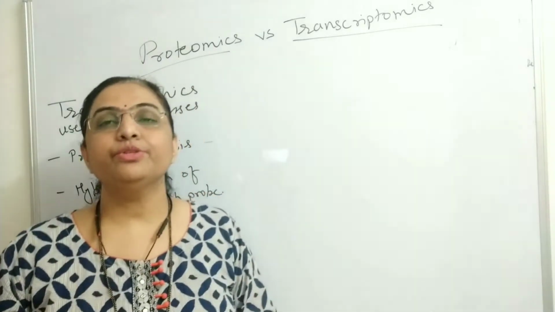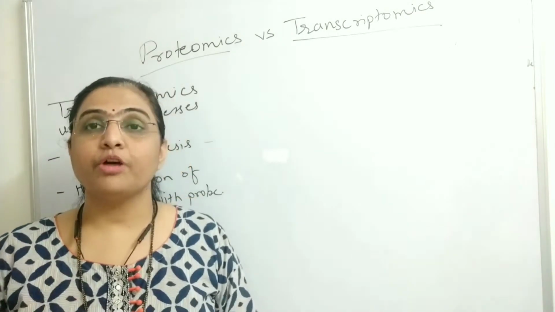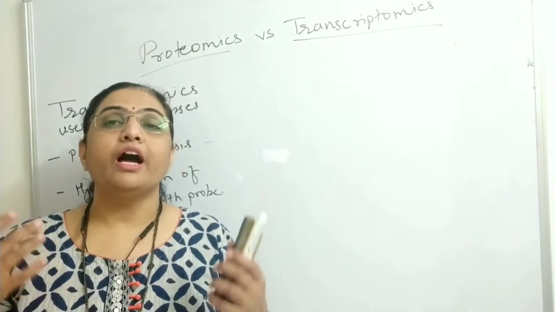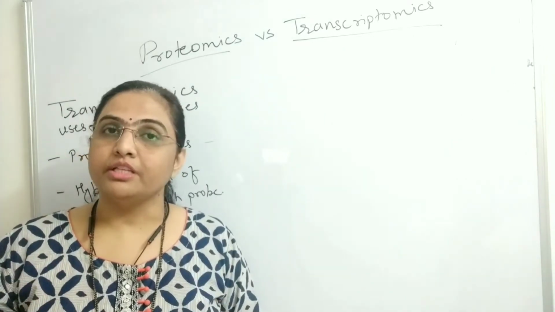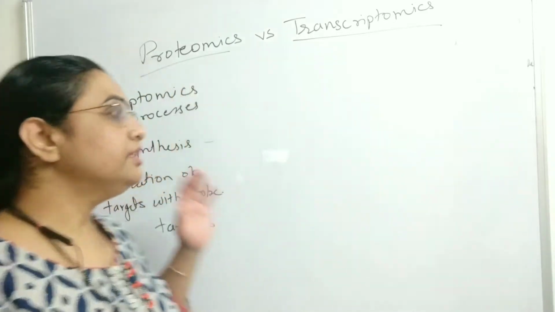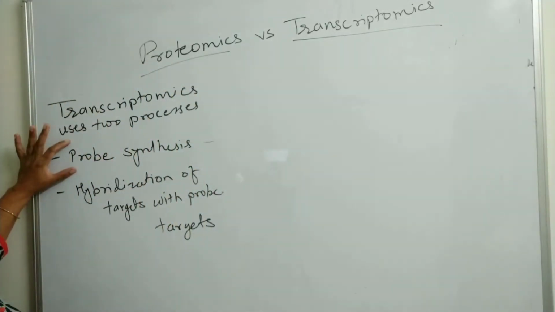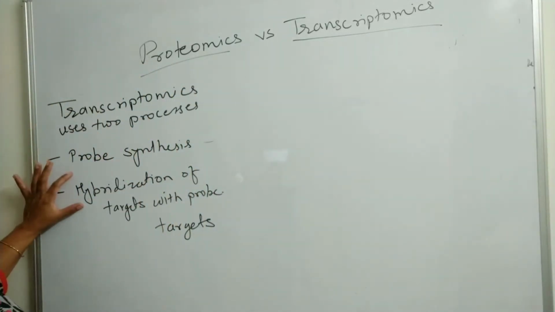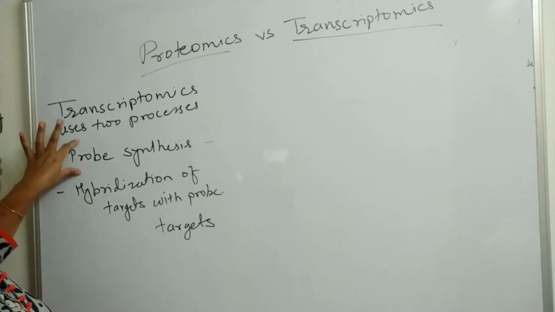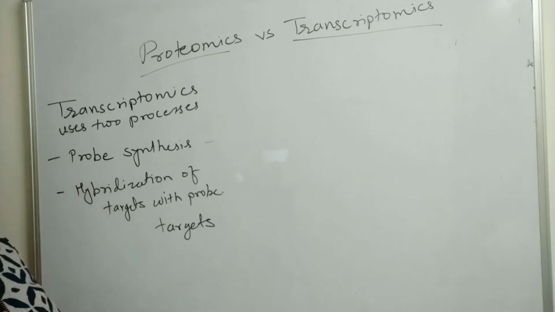In the previous videos we have learned about transcriptomics, the methods to analyze the transcriptome, and that method uses the DNA array. That DNA array uses two processes. The first one is probe synthesis, and the second one is hybridization of the targets with the probe.